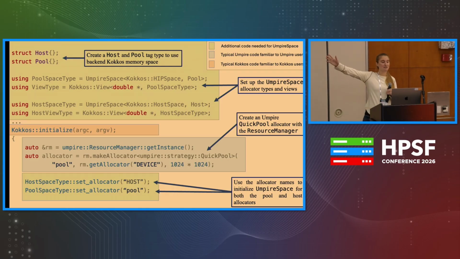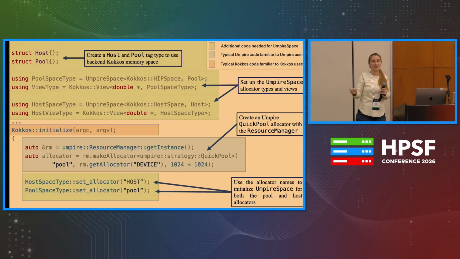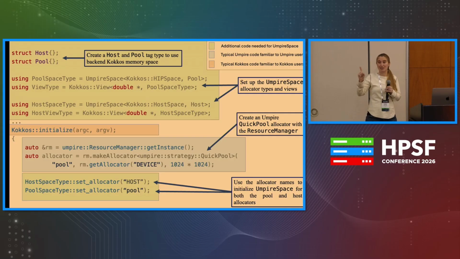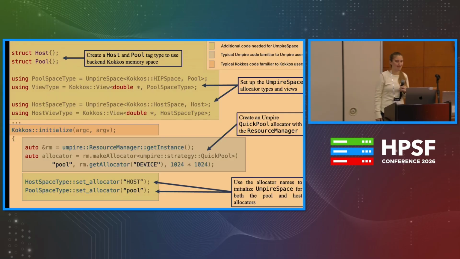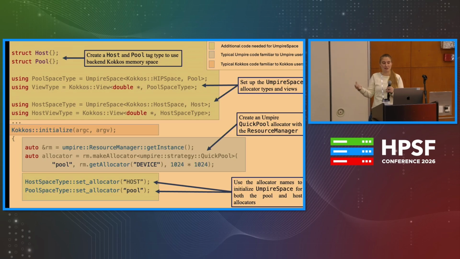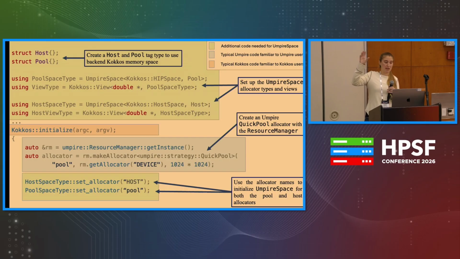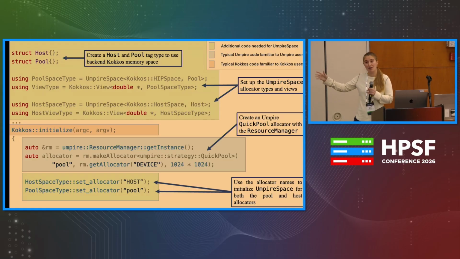The first thing you do is you create these host and pool tag types to use the backend Kokkos MemorySpace. I have a little bit more about this on the next slide. And then you set up your UmpireSpace allocator types and views. So we're going to make a pool space type, creating an UmpireSpace. We're using the Kokkos HIPSpace backend.